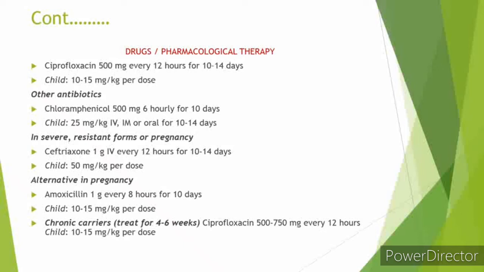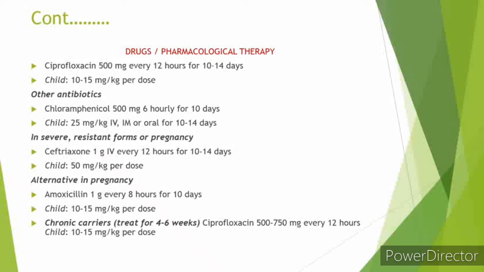Then, in severe conditions, those who are resistant to ciprofloxacin, and all pregnant mothers, we will give ceftriaxone 1 gram IV 12 hourly for 10 to 14 days. Then in children, we give 50 milligrams per kg body weight. Then an alternative in pregnancy, we can give amoxicillin 1 gram every 8 hours for 10 days. Then for children, amoxicillin we shall give 10 to 15 milligrams per kg body weight.